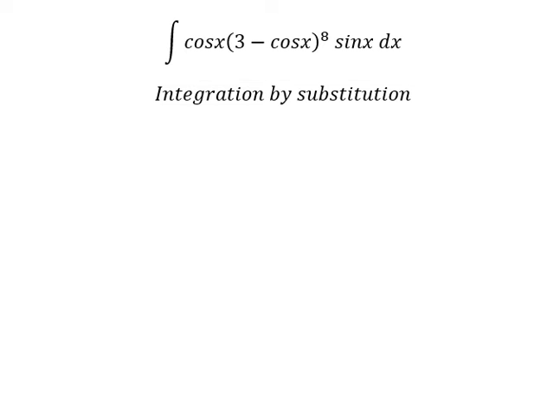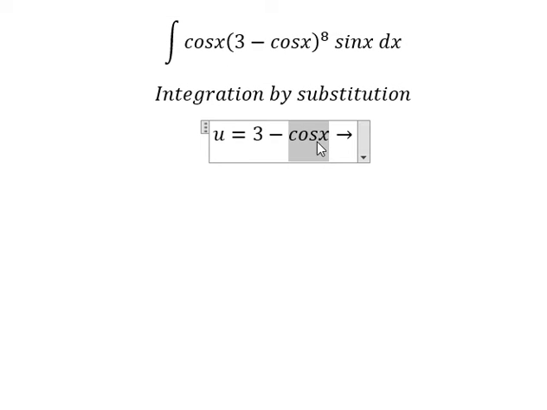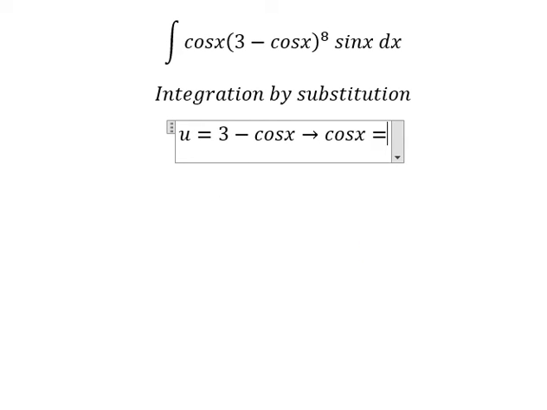So I will put u equals 3 minus cosine x. Because we have cosine x, I will put this one to the left, u will go to the right, and we have it like this.